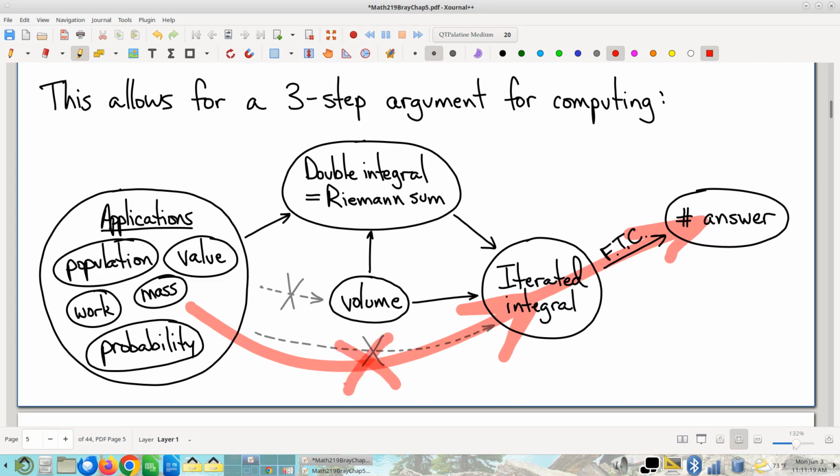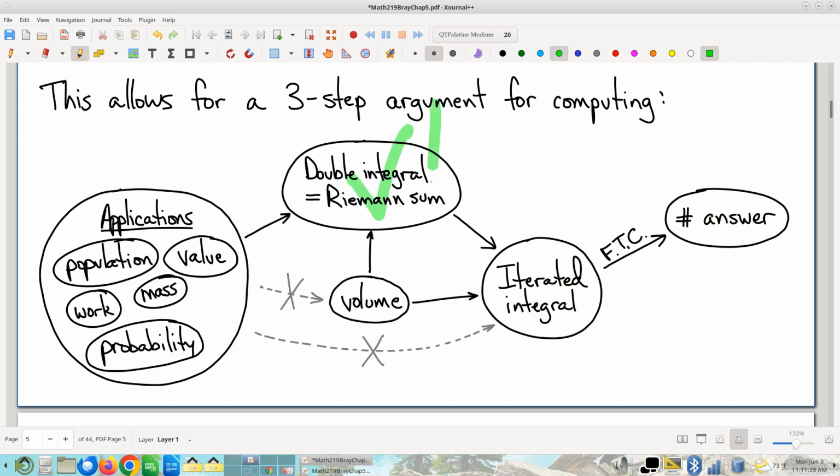So this is not allowed in this class, and I expect to see double integrals written down, if only to recognize that we're making this valid argument. Now, that's the bad news. Here's the good news. It's super easy to write down the double integral.